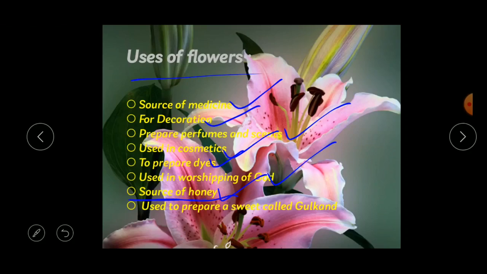So we get the honey from the honeybee. That honeybee sucks the nectar from the flowers, right? The honeybee sucks the nectar from the flowers to prepare the honey. Understood? Okay, next one is used to prepare a sweet called gulkan. So specially this one, rose flowers are used to prepare a sweet called gulkan. Later I will show you. Okay.